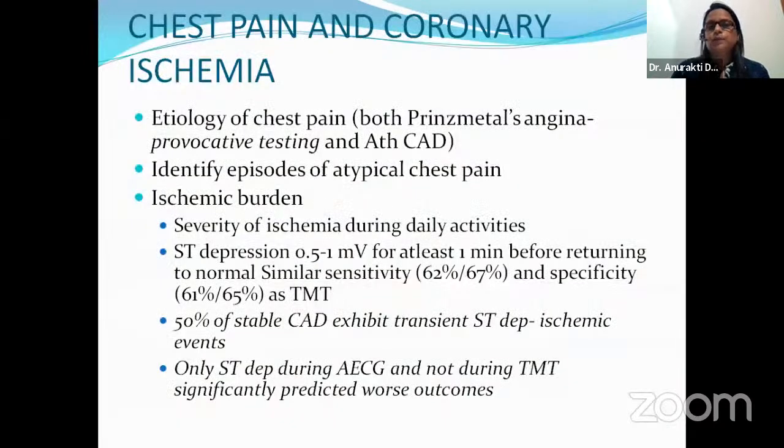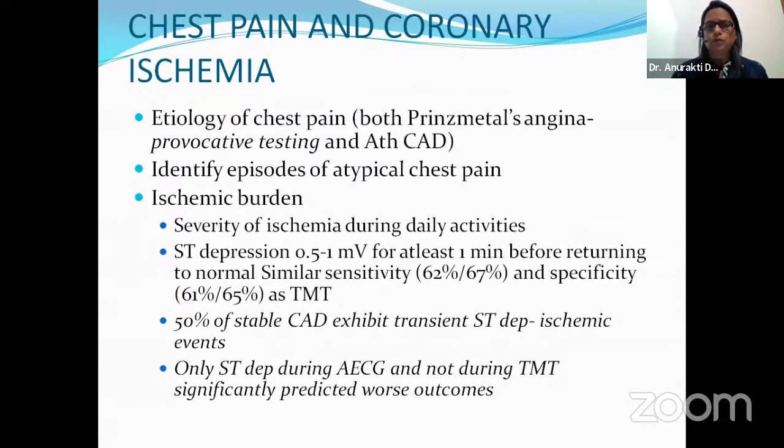Then the chest pain and coronary ischemia. We all know that variant angina still requires provocative testing to go for intervention. But otherwise, to identify typical episodes of chest pain or to identify ischemia, it can be used, though the ST-T abnormalities are not as good as the normal current ECG, but still you can have all the channels' ST-T changes at the end, and you can decide how much ST depression is there in daily activities.